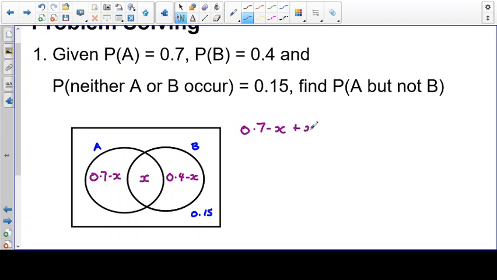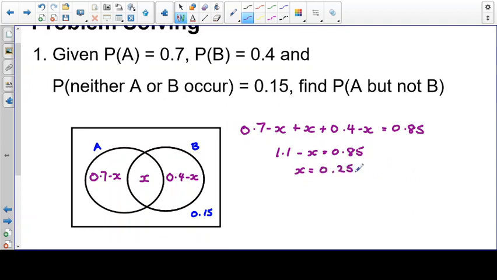0.7 minus x plus 0.4 minus x must equal 0.85. So if we solve that, that's 1.1 minus x minus x, so we've got 1.1 minus 2x equals 0.85. So x must be 0.25.